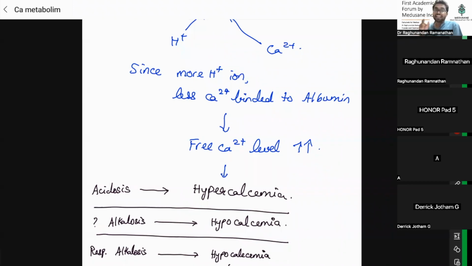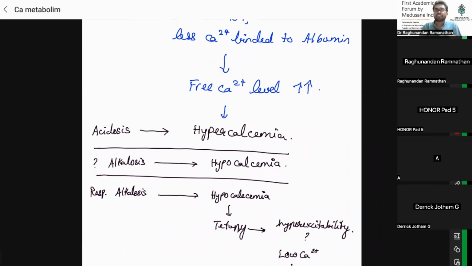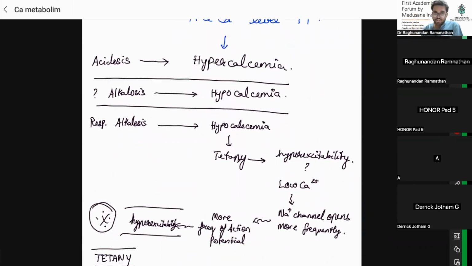Third one நம்ம எங்க போறோம்னா respiratory alkalosis. So ஒரு respiratory alkalosis இருக்கு. The alkalosis terminology வந்தாலே it is going to be hypocalcemia. அப்புறம் ஏன் நான் வந்து இம்பார்ட்டன்ஸ் கொடுக்குறேன்னா hypocalcemiaல என்ன ஆகும்னா you come across this term called tetany. What happens in tetany? There is going to be hyperexcitability. அப்ப whenever there is low calcium ion in your body, that is going to cause an increase in the sodium channel opening.